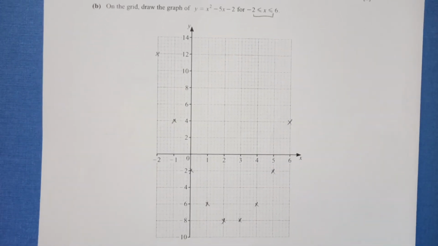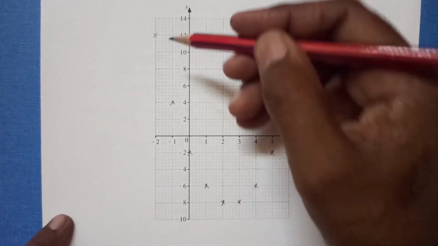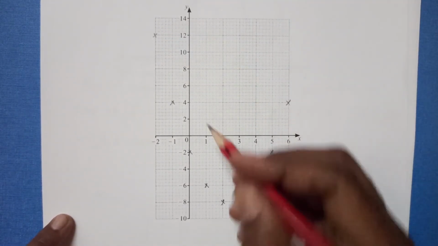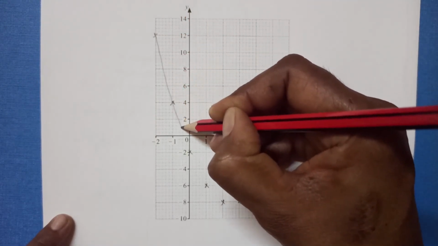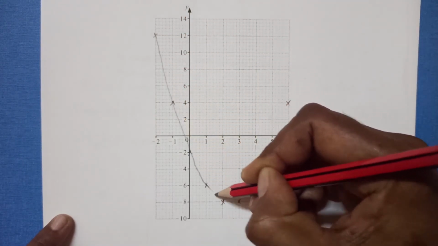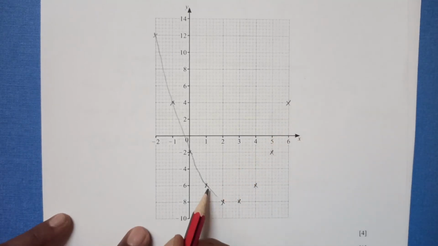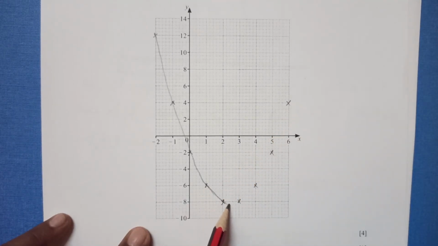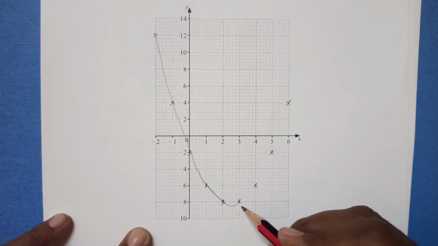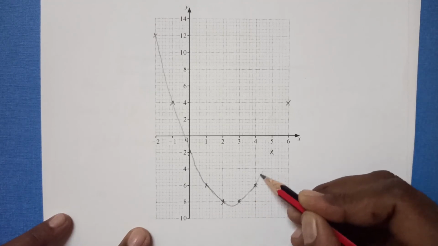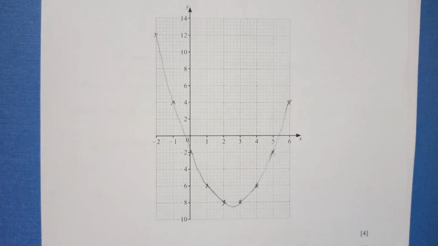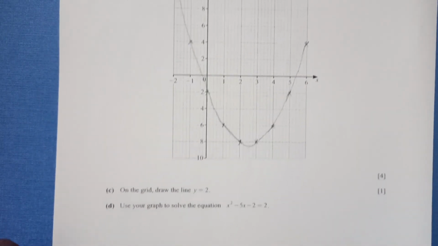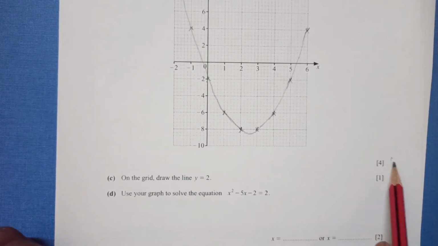So now we are going to join these points freehand, like this. You have to be very careful drawing these. Because both points are at the same height, we have to come a bit down here to make this, like this, right? So we have this curve here. That was a 4 marks question.